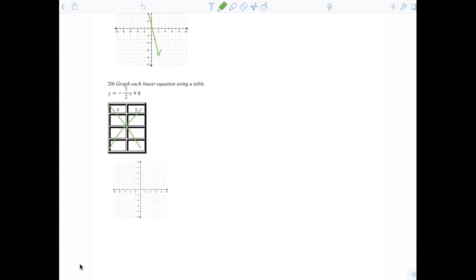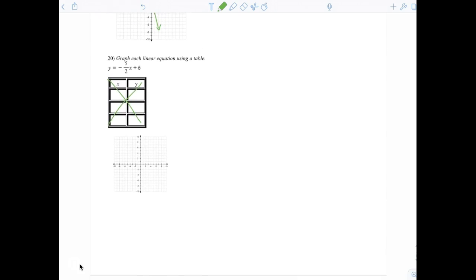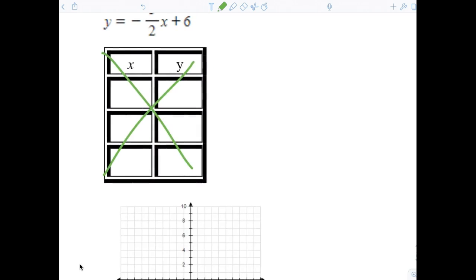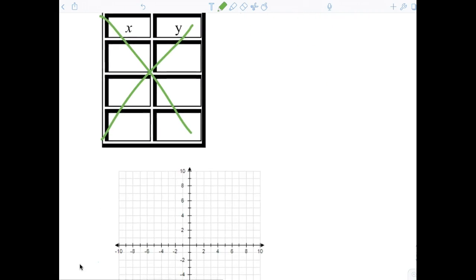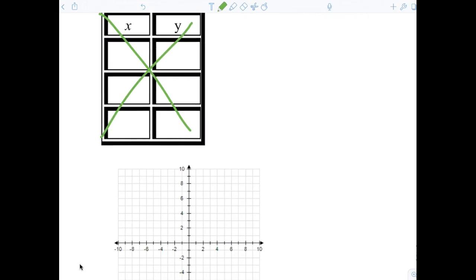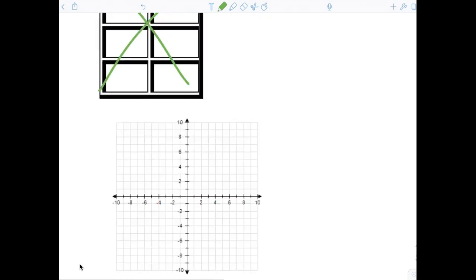What number am I doing? 20. You're doing 20. You ready? So here we go. Now, is it in the right format so far? Yes. It's in the right format because it's in y equals mx plus b. Now, what's b? 6. How hard is that? You just go up 6. That's all you do.